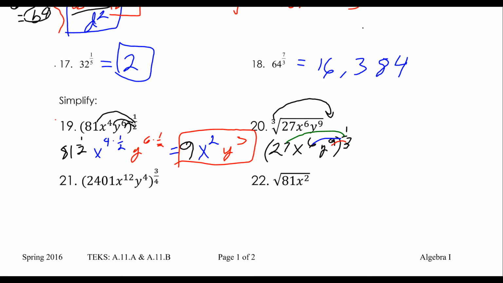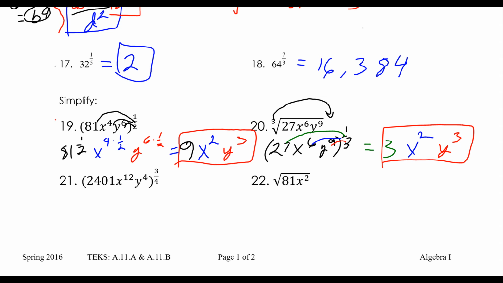And what that's going to wind up doing for us is that's going to give us 27 raised to the 1/3 power is 3. X, that's going to be 6 times 1/3. 1/3 of 6 is 2, so that's going to be x to the 2nd. And 1/3 of 9 is 3, so we got, or not 1, we got y raised to the 3rd. My fault.